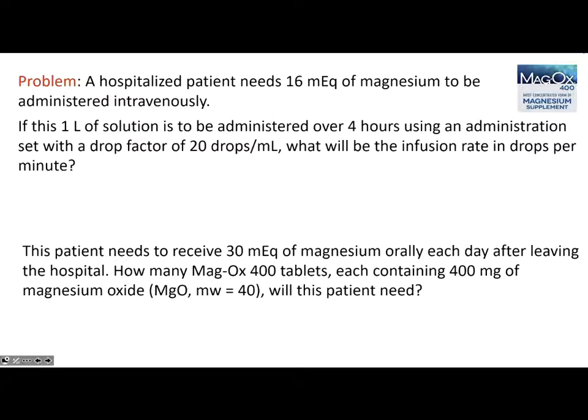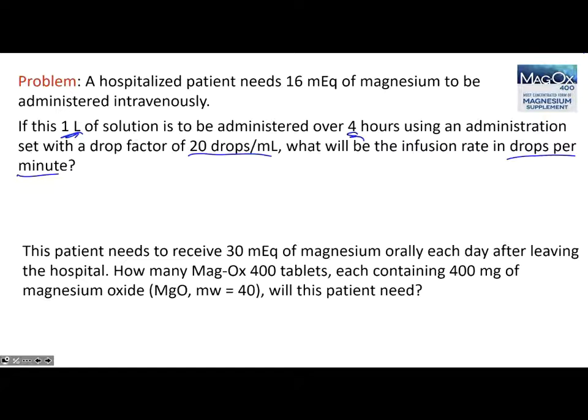All right, so this is going a little bit using our milliequivalents and doing our chapter 13 kind of IV infusion questions, because it says, if a liter of this solution is to be administered over 4 hours, using an administration set with a drop factor of 20 drops per milliliter, what would be the infusion rate in drops per minute? So really make sure you got a couple of things here. We have drops per minute is our target. We have drops per hour, and we have 1 liter of solution going in over 4 hours. That's why sometimes these questions can be a little bit difficult, because there's a lot of information there.